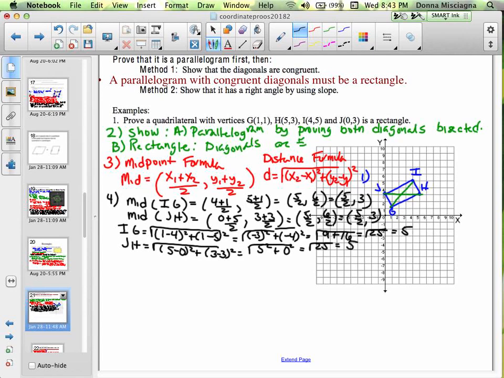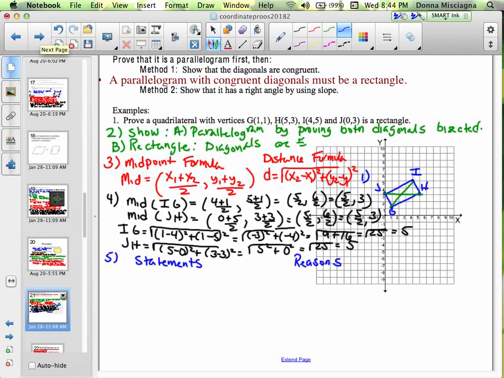All right, so now we have the work to justify that the diagonals are congruent. And we know that a parallelogram with congruent diagonals is a rectangle. So now we just need our step 5, which is the proof. And I'm going to do this one as a 2-column proof. All right, so we have statements, and we have the reasons.